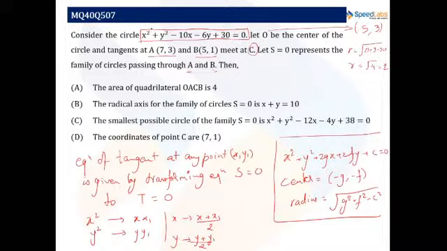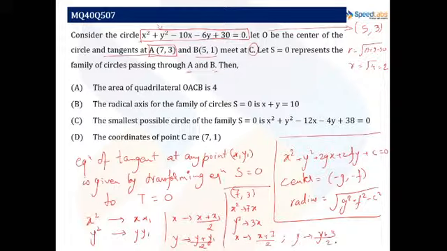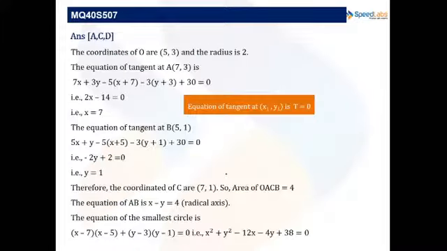So if you need to find the equation of tangent at this point A, that is (7, 3), then we will replace x square by 7x, y square by 3y, x by (x plus 7) by 2 and y by (y plus 3) by 2. These are the basic concepts, and your equation will be transformed. So the equation of tangent at (7, 3) will be this much, and on solving it you will get x equals 7.